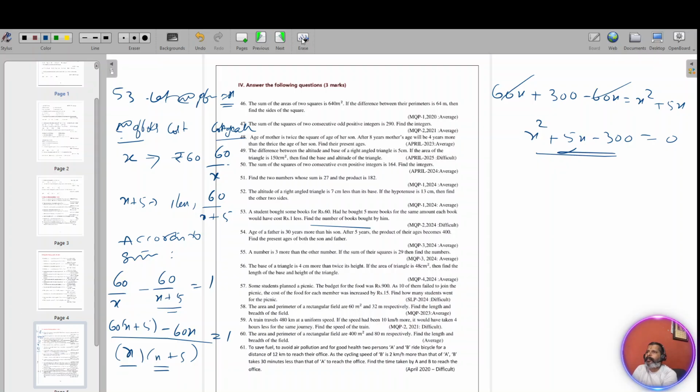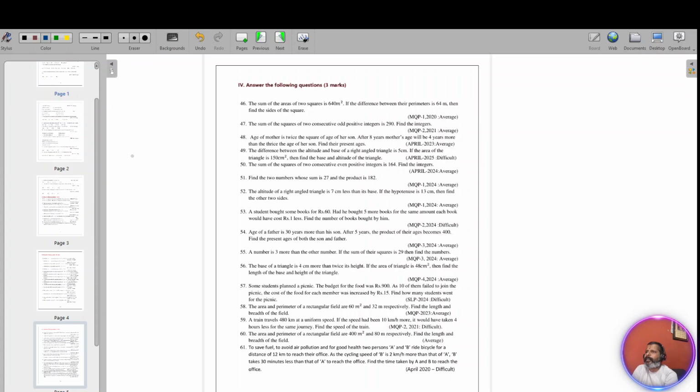53 we saw. We'll see the 54th one and I think we can wind up. Age of a father is 30 years more than the son. Let son's age be x years. Father's age is equal to x plus 30 years.